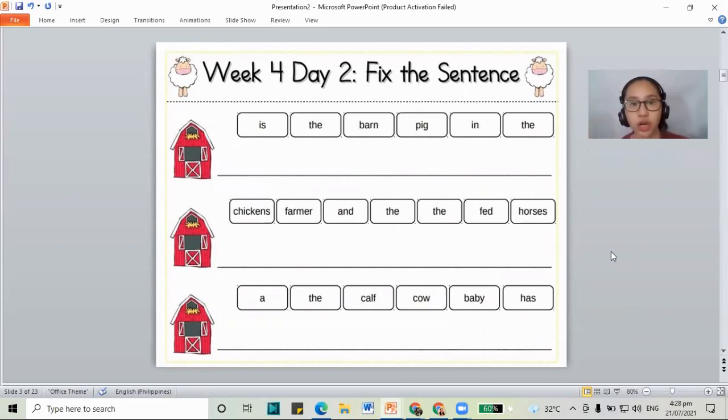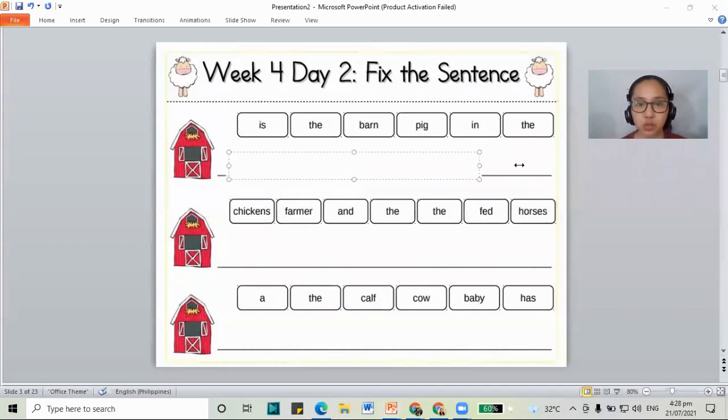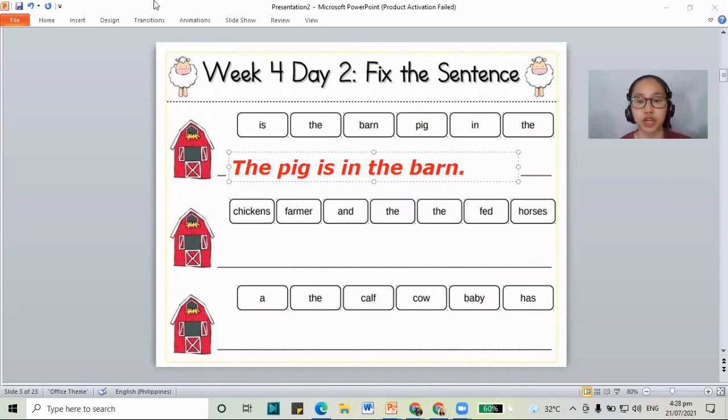Are you done with the work? How about we unscramble our sentence? The first one, we have the, next word, what should it be? The pig is in the barn. Remember, the first word should have a capital letter. And you have to check, you have to end with a period if it's a sentence, or if it's a question, add a question mark at the end.